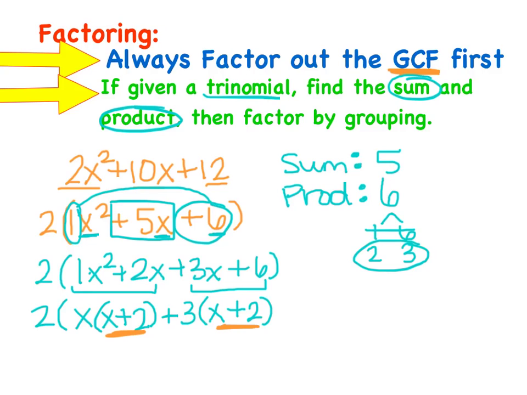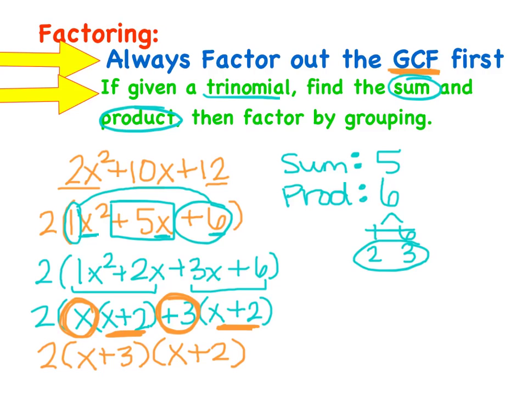Okay, so now we're ready to write our answer. This is the last thing. So again, my GCF of 2, I have to write that, and I'm going to group x and plus 3 together to make one term, x plus 3. Then I'm going to take this repeated term, x plus 2, that's my other factor or my other group. And this is your answer.